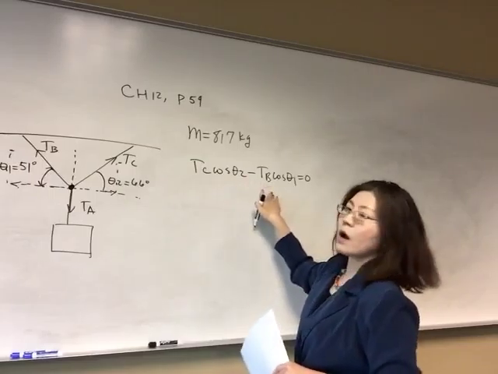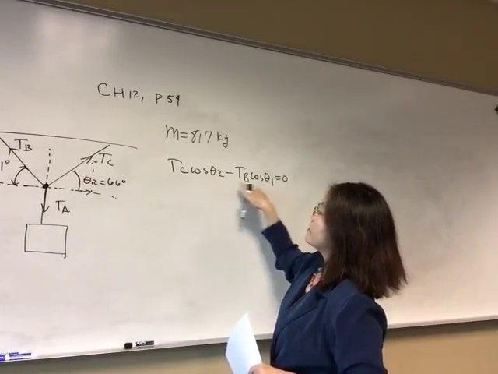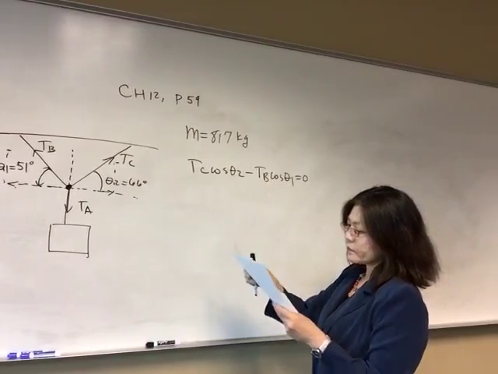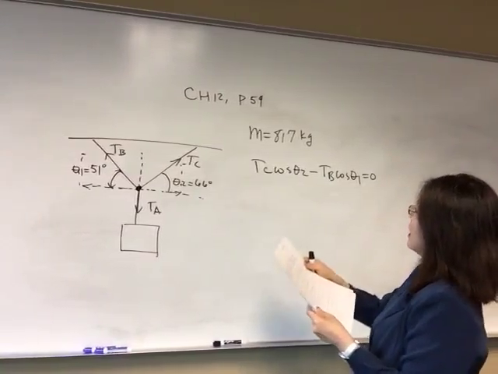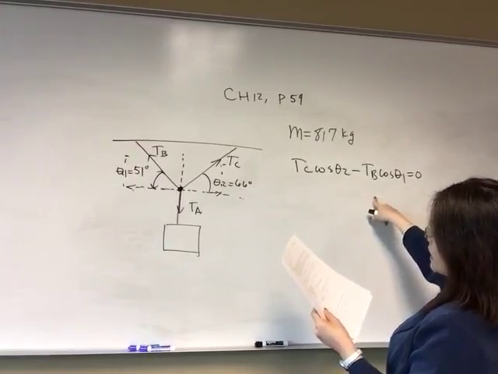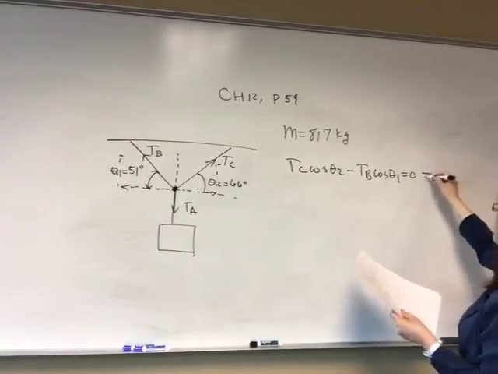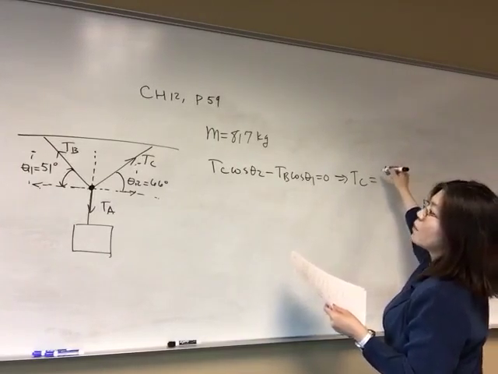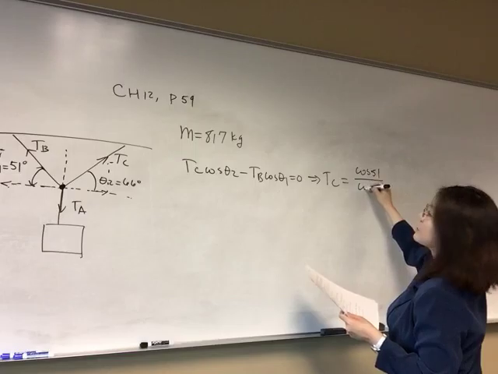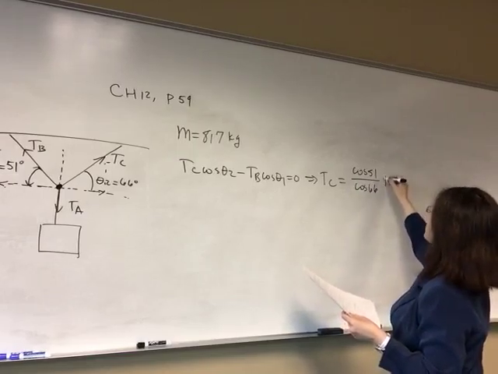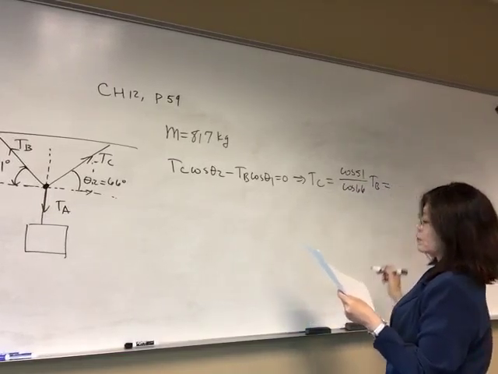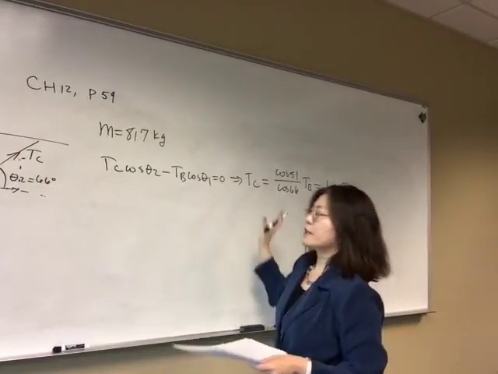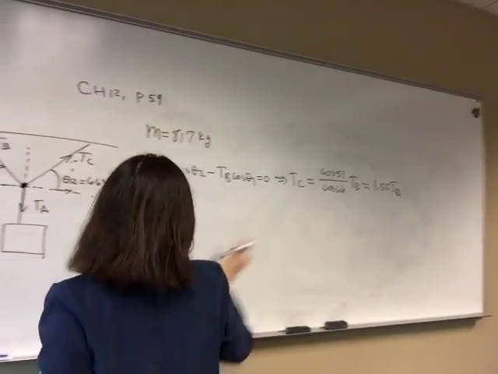TC and TB are unknown right now, but theta 1 and theta 2 are given, so you can calculate the force magnitudes in relation to each other. So TC is equal to cosine theta 1, cosine 51, over cosine 66, times TB. So TC is equal to 1.55 TB. Let's keep it at that, because you have one equation but two unknowns.